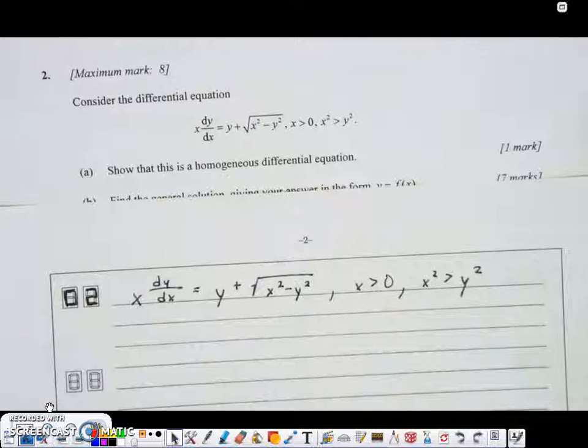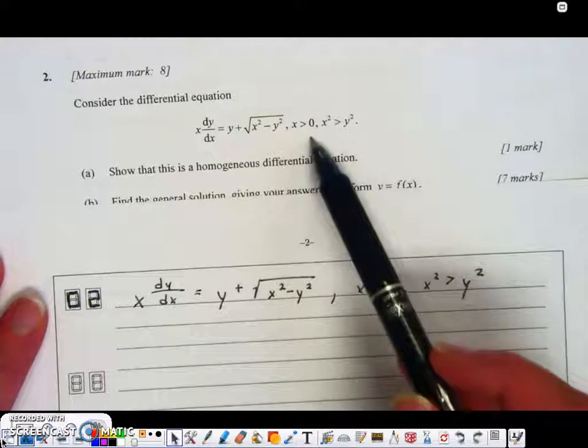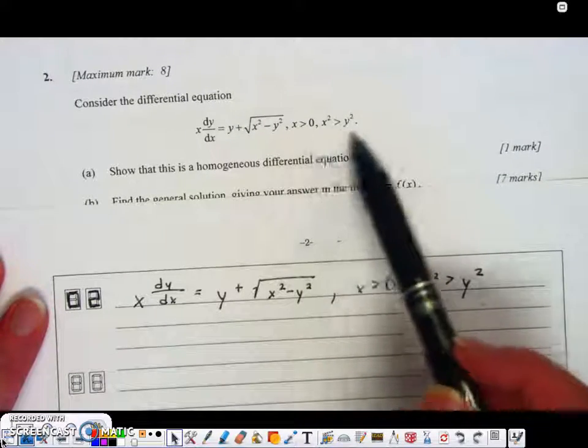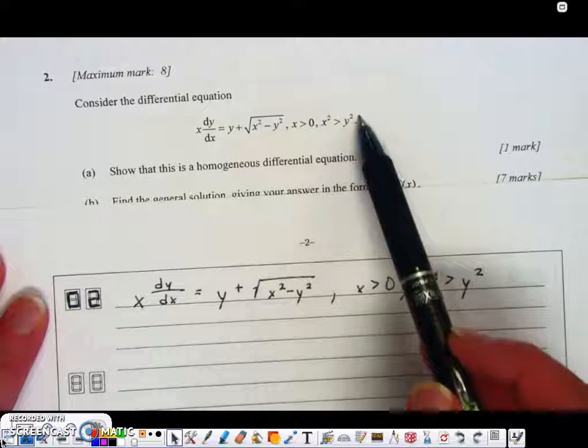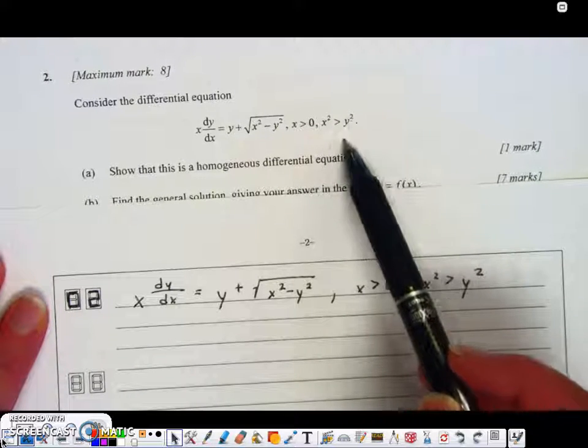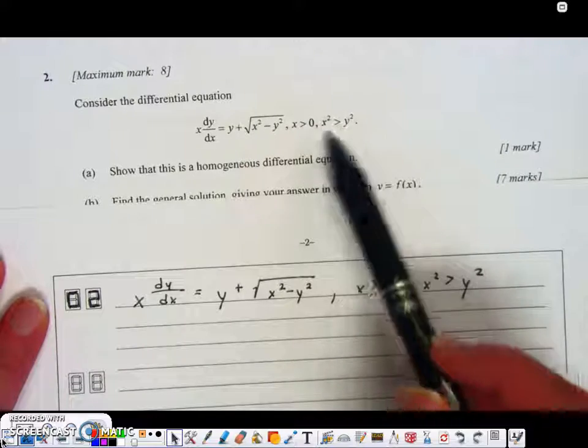This is problem 2 on specimen paper 3. It says consider the differential equation, and it gives us some conditions. You don't have to worry about the conditions as far as solving. It could help you if you were solving for a constant or something like that towards the end of a problem, but you don't need that in the beginning.